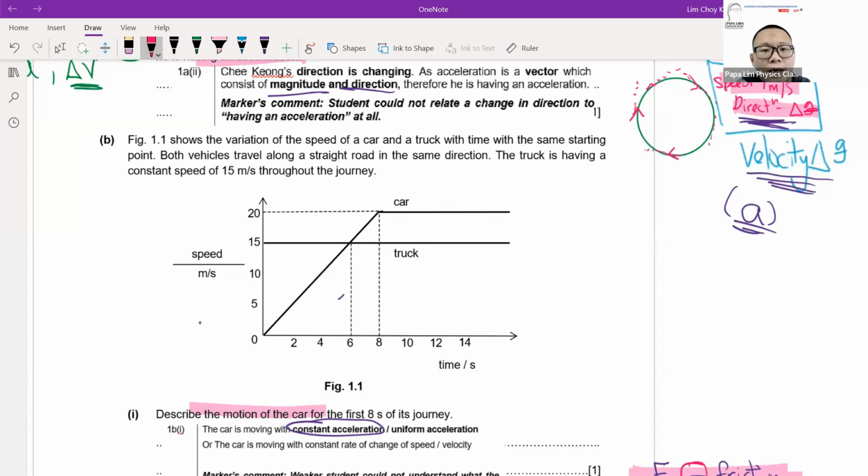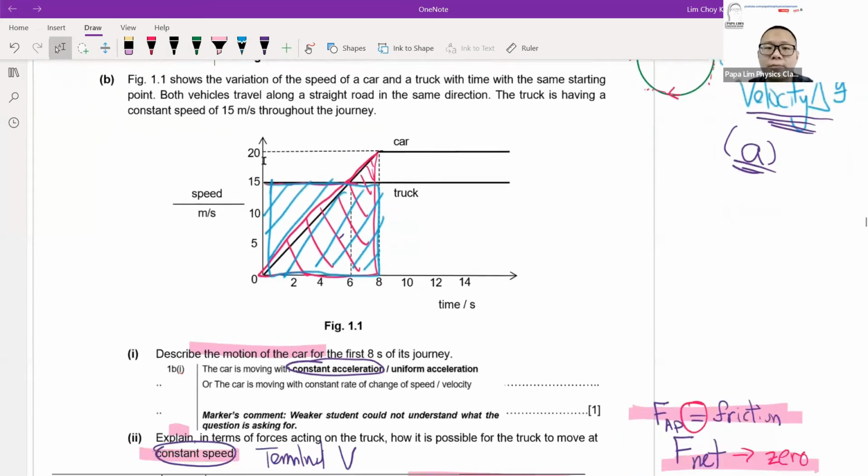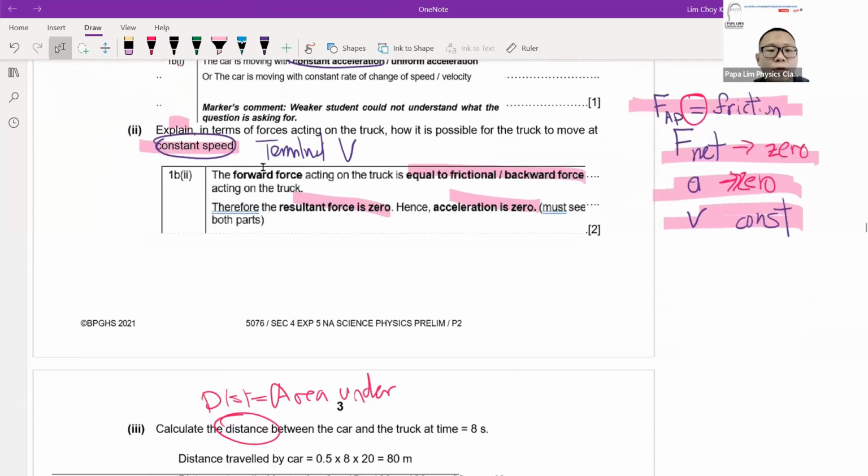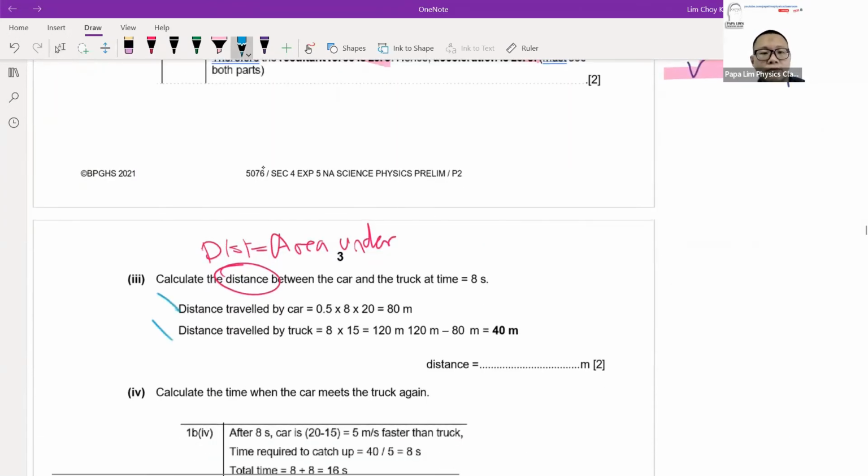For example, for the car, the distance will be here. The area under the car graph will be this triangle, so I will require you to find the area of the triangle, which is the distance the car traveled. And for the truck, the area under the truck graph will be this blue line, which is the rectangle. So it will be the triangle minus the rectangle. If you look at the difference, you will find the difference in distance between the 2 objects, which is why I'm looking at the triangle followed by the rectangle.